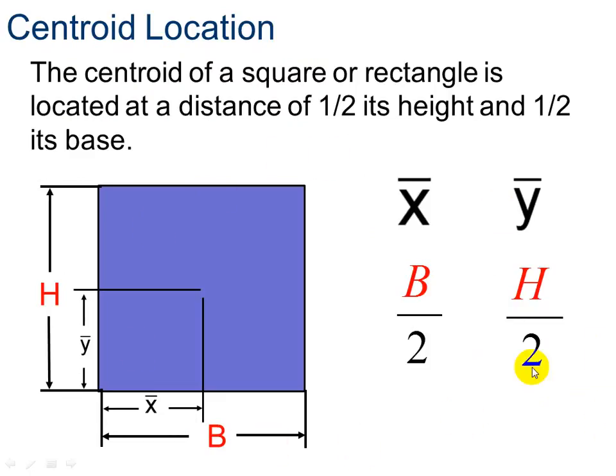Here are some formulas that you might want to write down in your engineering notebook. They may be easy for you to remember, but trust me, later you're going to want to know these. The centroid of a square or a rectangle, whether it's square or rectangle, is located at a distance half of how high it is and halfway across, half of its base. So if you put an imaginary origin axis right here, then the x distance would be half of the base, as seen in this formula, and the y distance would be half of the height, as seen in this formula.